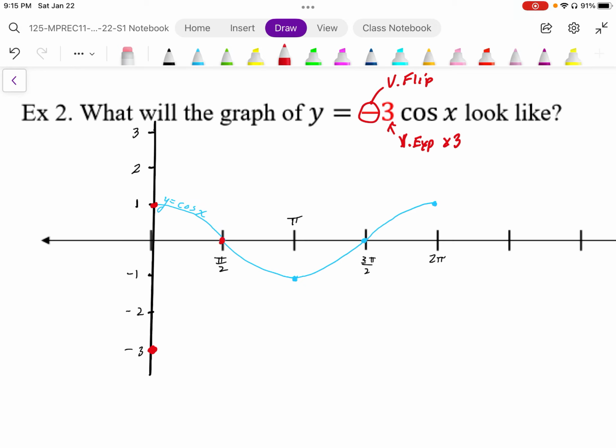The 0 point gets flipped and expanded, but it doesn't change since we're starting at 0. The -1 point gets vertically expanded and flipped. The 0 points don't change, and that +1 point gets flipped to -3. So our graph looks like this, and we can draw our 4 quadrants in, and we end up with a vertically flipped graph that has been vertically expanded.